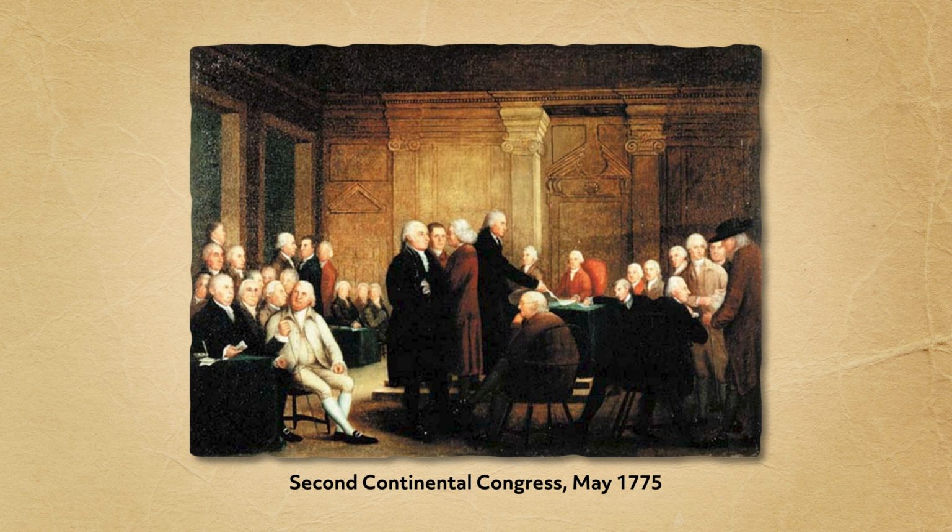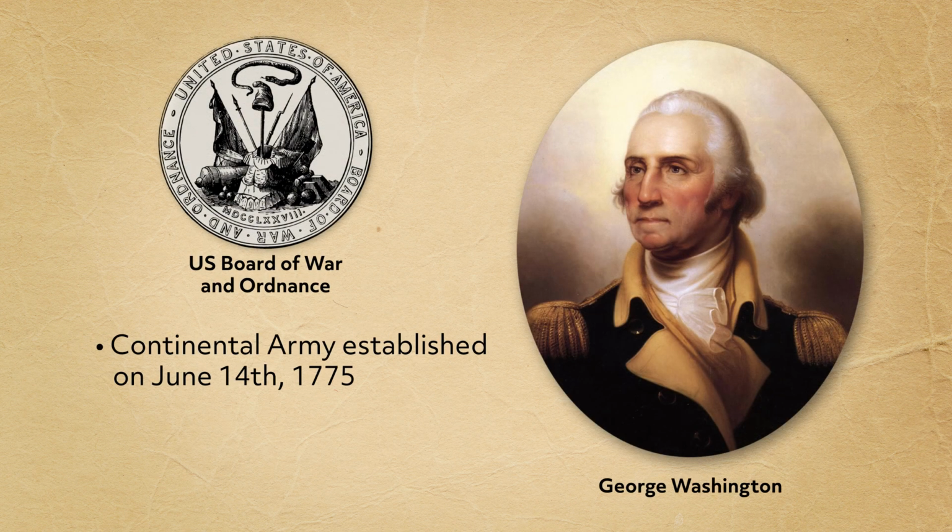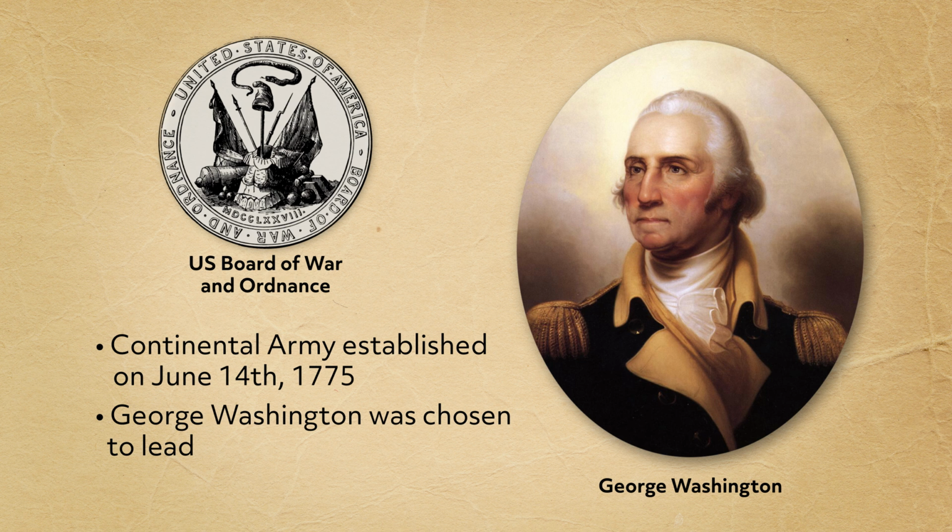Even at that point, all-out war and separation were not inevitable. Many of the delegates still considered themselves loyal British subjects whose dispute was with Parliament, not the Crown. Others believed separation was preferable, but were not yet convinced there was enough popular support for independence. Regardless, the first order of business for the Congress was to organize the war effort. The Continental Army was established on June 14th, and George Washington was chosen to be its leader.